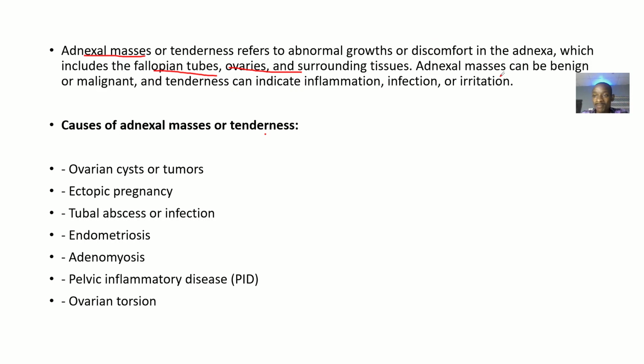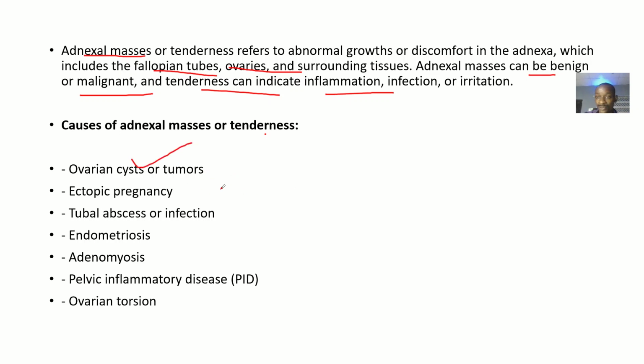So any masses in this place could either be benign or malignant, right? That means it could be soft or friendly, or it could be cancerous. And when it becomes tender, it can indicate what? That probably the place is inflamed or there's an infection or irritation. So what are the possible causes of adnexal masses or tenderness?